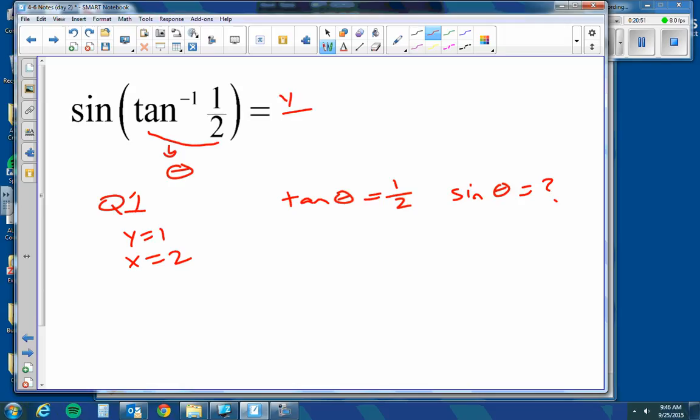To find the answer, you have to use the definition of sine, which is y over r. And some of you are ahead of me. We need to do the Pythagorean theorem because we need r. And it will be square root of 5. So 1 over square root of 5, which is square root of 5 over 5, and we are done.